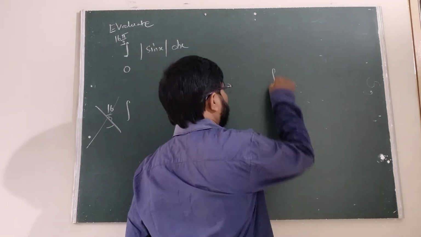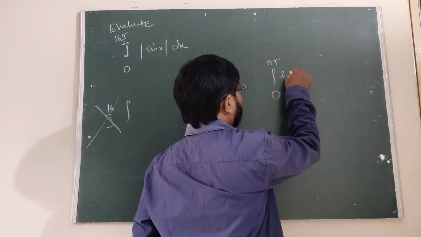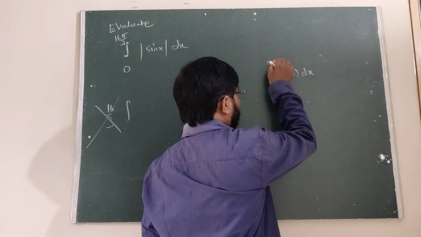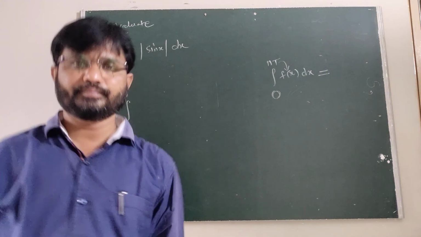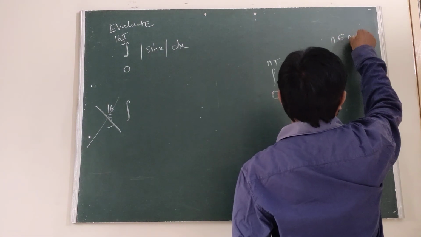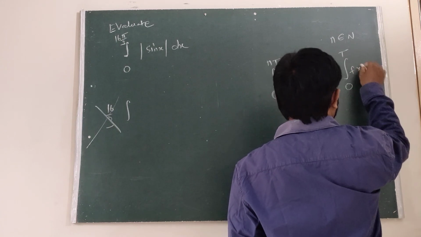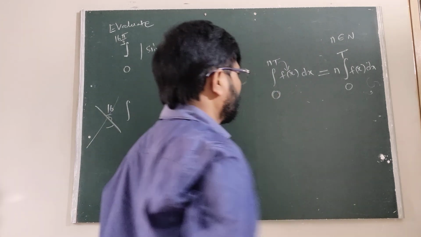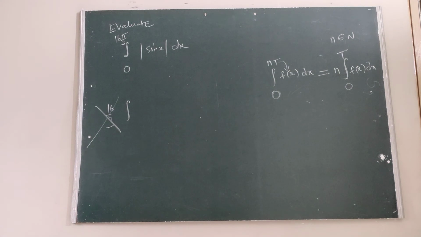The formula here: the integral from 0 to nT of f(x) dx, where T is the period of f(x) and n is a natural number, n belongs to N. Then you can write it as n times the integral from 0 to T of f(x) dx. Is it clear?